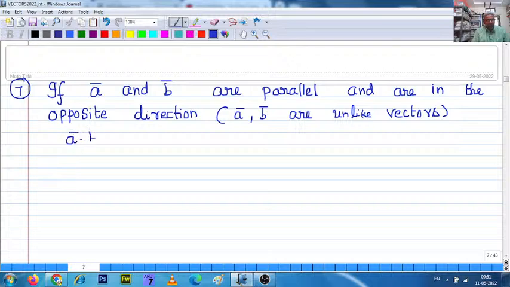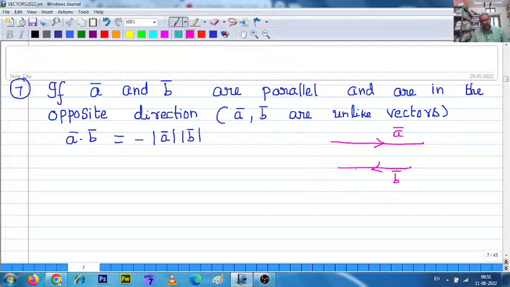How do you interpret? So a dot b is equal to obviously negative mod a mod b. So that means this time the vectors are like this. They are parallel, a bar and b bar. They have different directions, opposite direction. So that means negative of mod a into mod b.